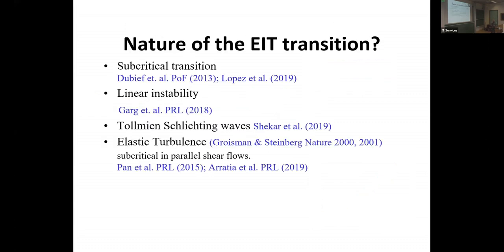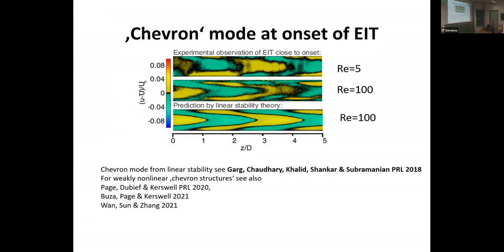And there's been a lot of recent discussion, largely from a theoretical perspective, about what the nature of this transition to EIT is, whether it's subcritical or linked to a linear instability, supercritical, and it may even be linked, well, this would be a subcritical version of elastic turbulence, which is known for curved streamlines. But I don't have time to explain this too well. So let me get back to experiments, what we observe here.